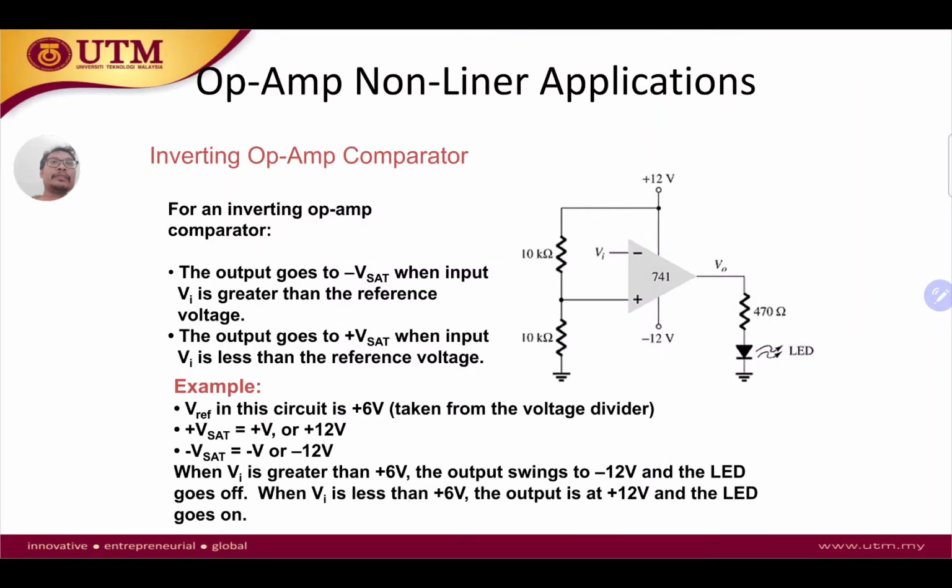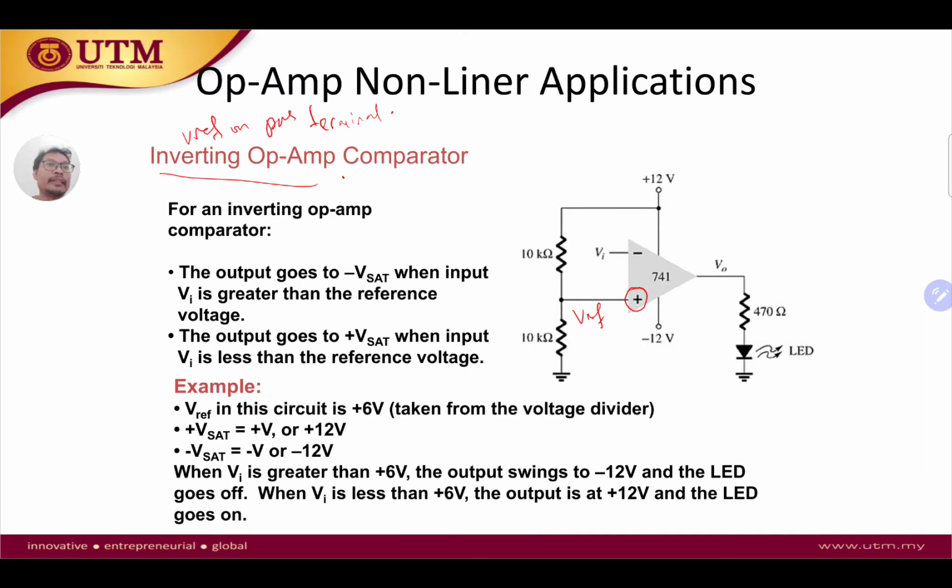Okay, let's look at the inverting. Just now we looked at the non-inverting. The main characteristic of the inverting op-amp is that we have Vref on the positive terminal. So if your Vref is on the positive terminal, then it is inverting.